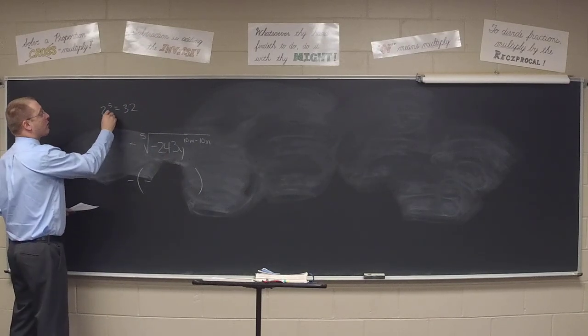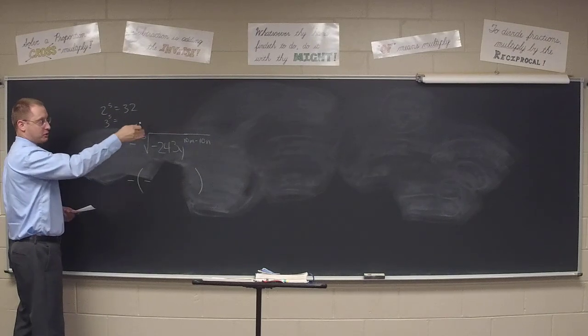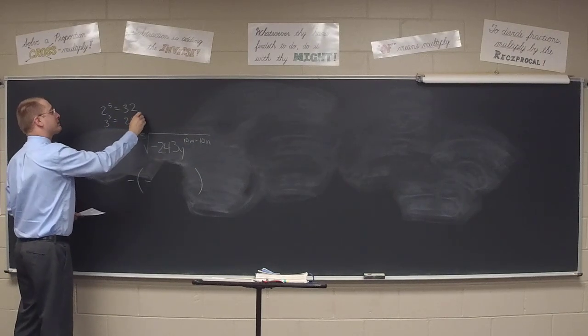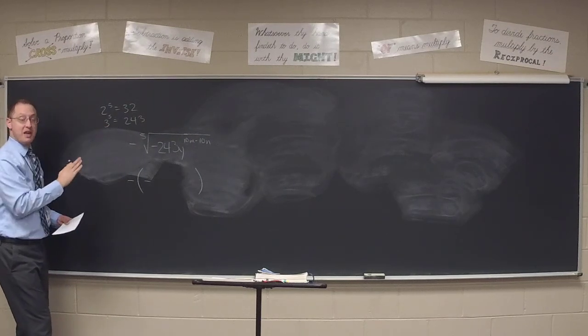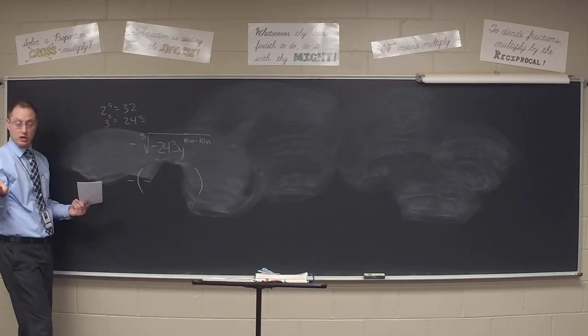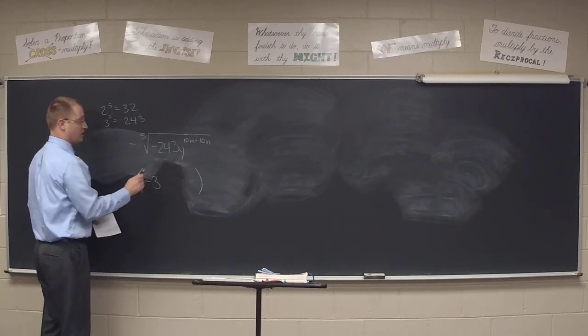So let's just see what 3 to the 5th is. 3 times 3 times 3 times 3 times 3. Lo and behold, comes out to 243. Your lucky day. If that hadn't worked, we would have tried 4 to the 5th. If that hadn't worked, we would have tried 5 to the 5th, and so on and so forth. Fortunately, it worked. 3's the root.